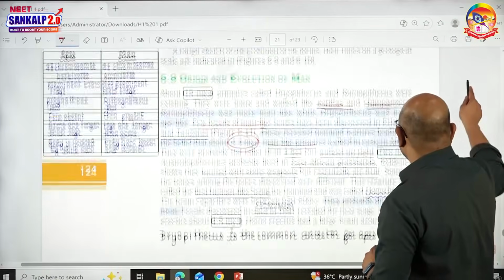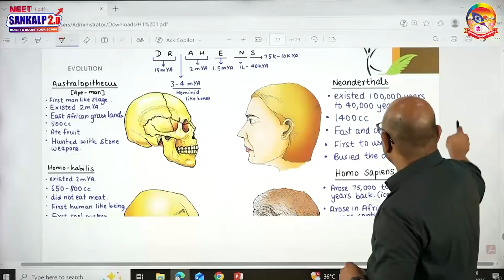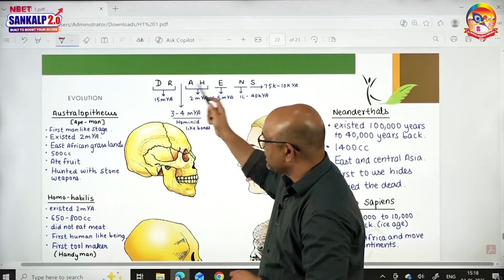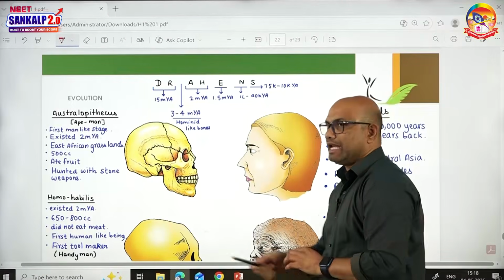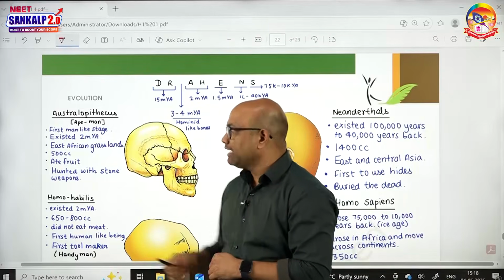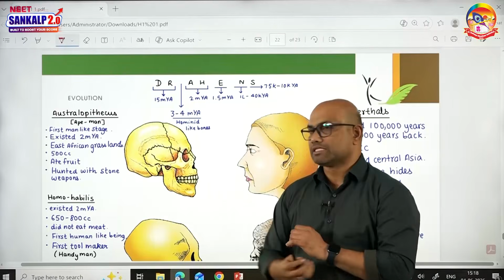See, after Dryopithecus and Ramapithecus, the next stage is Australopithecus. Ramapithecus is an ape which is man-like, but Australopithecus is the first man stage. First man-like stage is Australopithecus. This Australopithecus is called ape man. Australopithecus existed nearly 2 million years ago in East African grasslands.